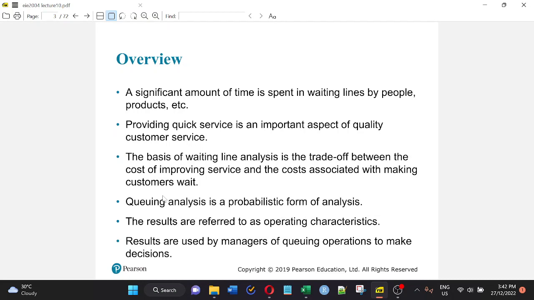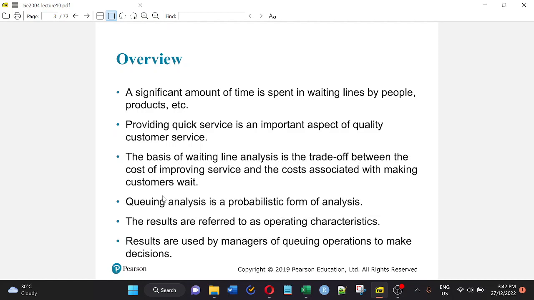we do queuing analysis when we want to study whether the queuing system in a certain store or in a certain manufacturing plant is okay. Are they okay, or are they underutilized, or are they overutilized? Okay, is the queuing system so far okay? And what we are looking at is actually the operating characteristics.